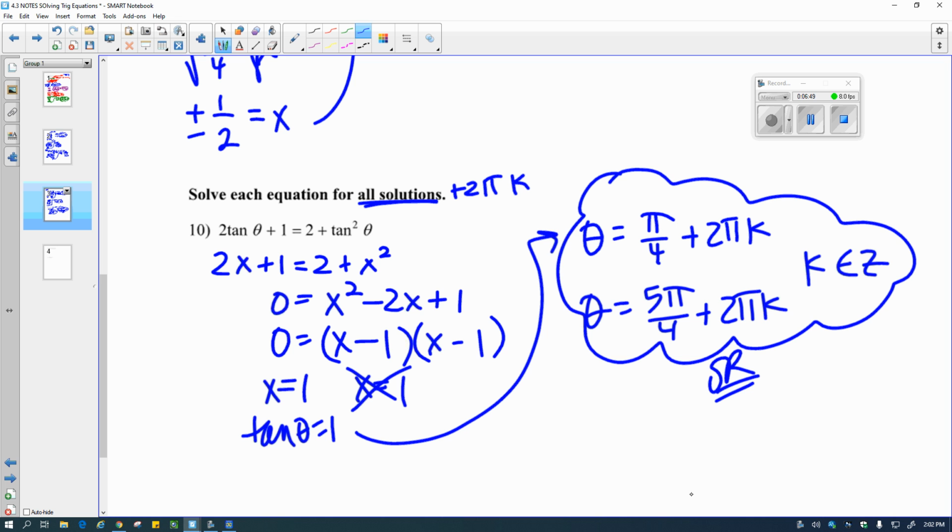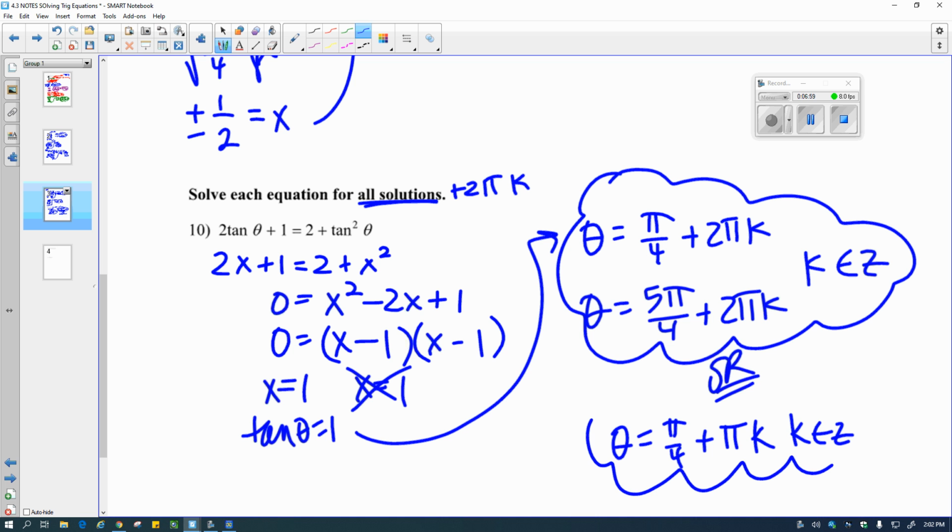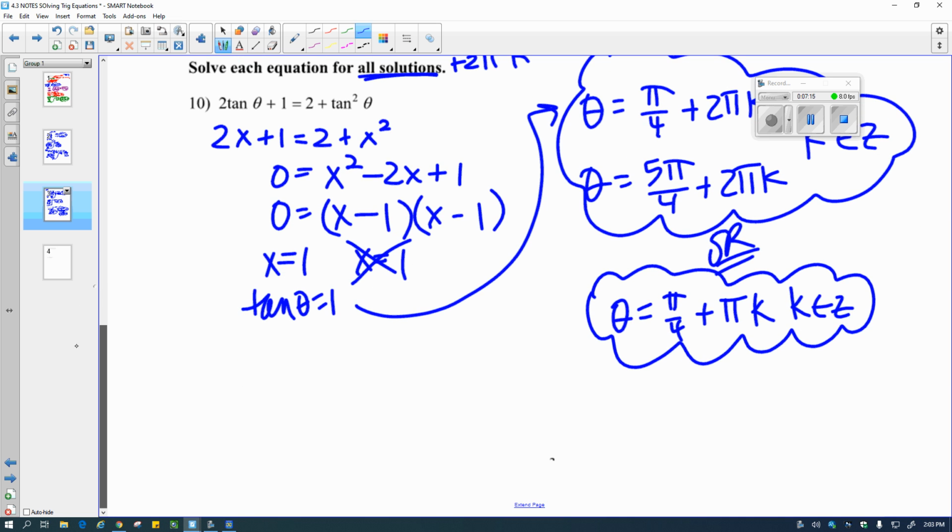Or I could just write theta equals pi over 4 plus pi k, where k is an element of the integers, because the tangent, remember, repeats itself in half the time, and so we could take a shortcut on that one. So again, same concept, replacing the trig function with a variable, and then working my way through and solving.